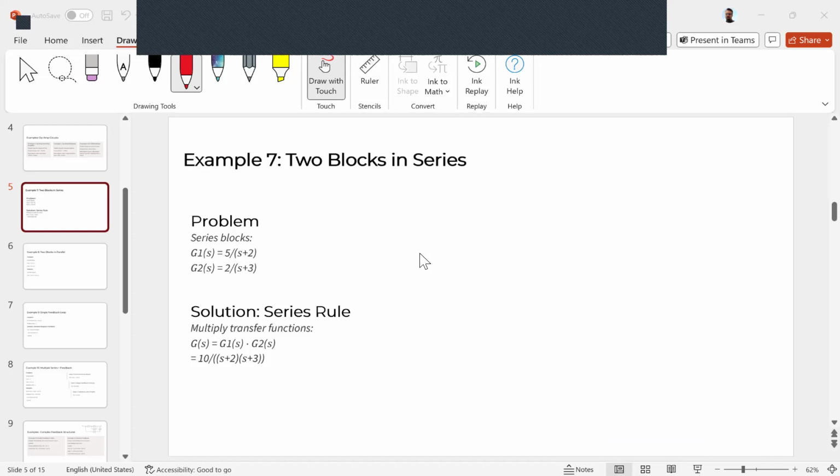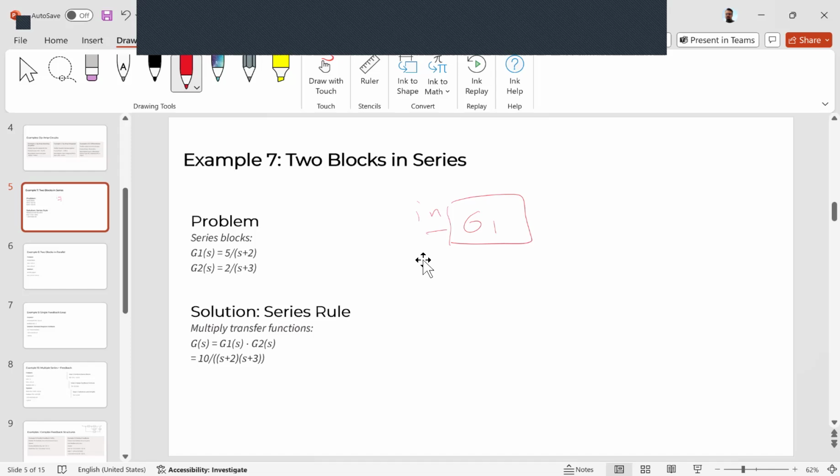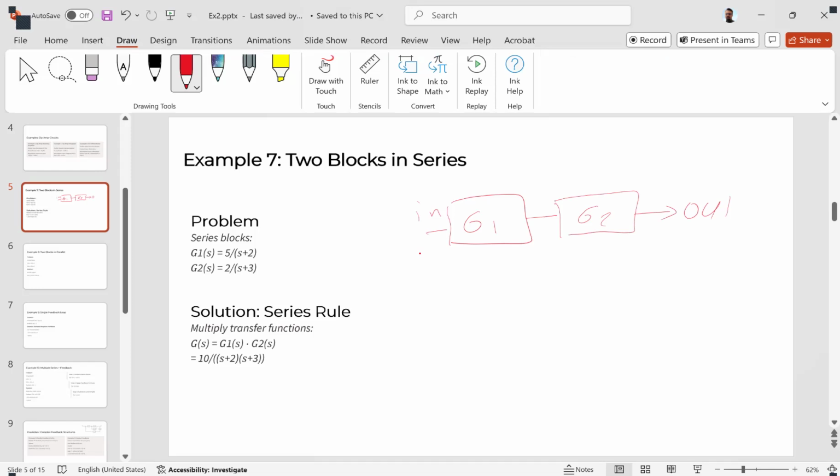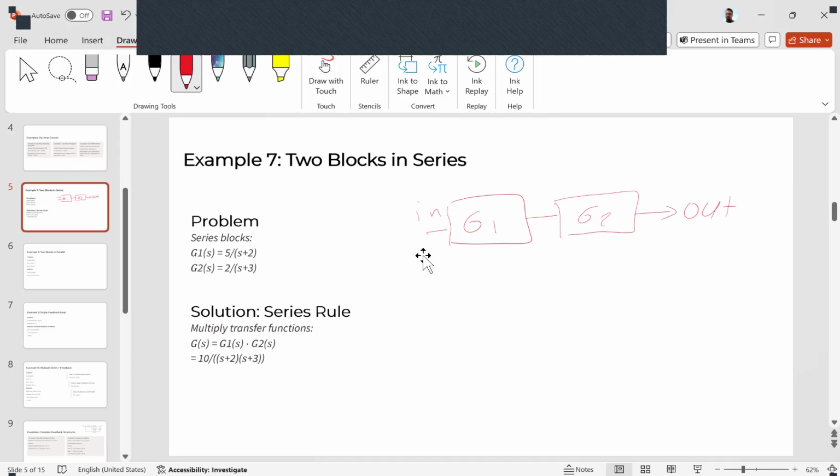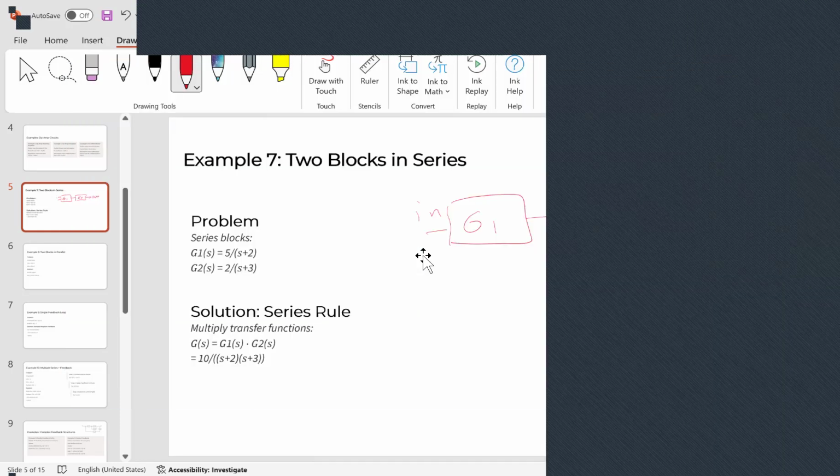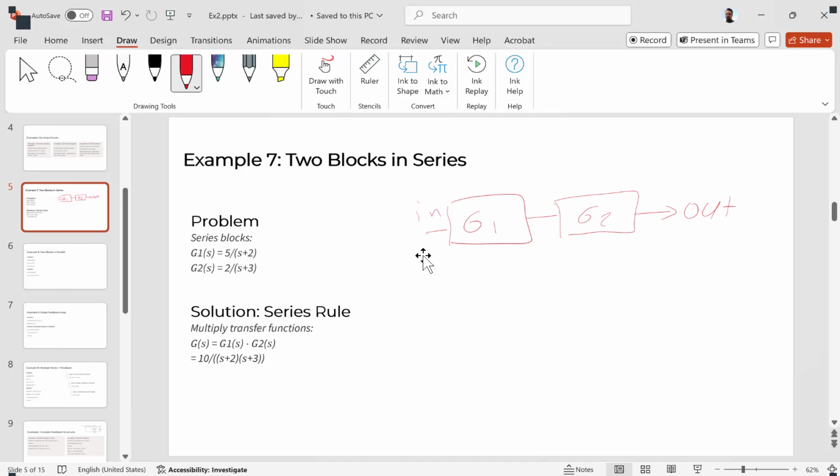So what we have here is our input, and we have our first block diagram, which gives us the intermediate output. That output becomes the input of the second block diagram, which gives us the final output of our system. Now, how can we simplify such a system? Very easy. I want to go step by step instead of just using the formula for that.